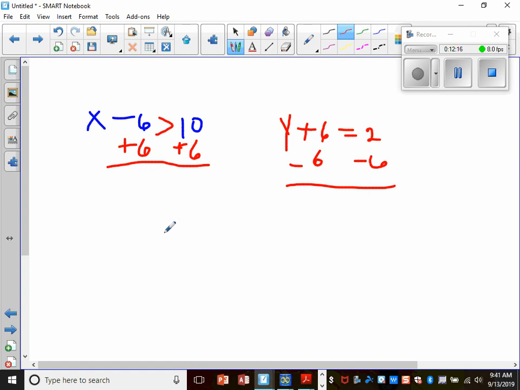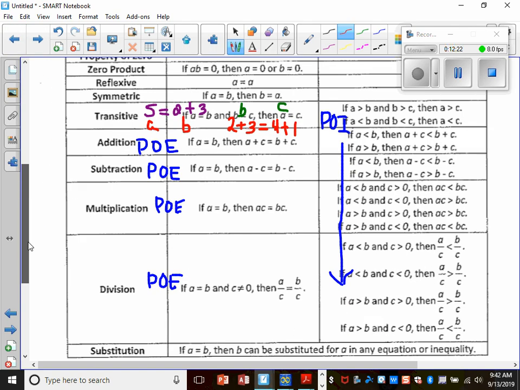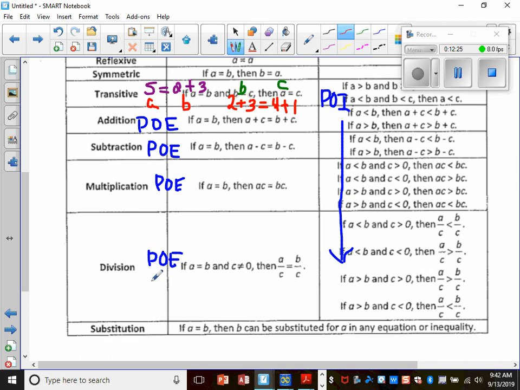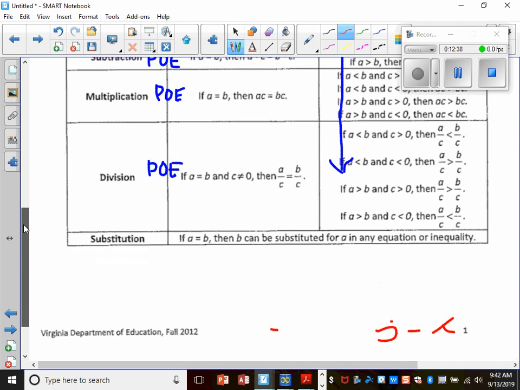Okay, it's that simple. So when you're solving equations and you get down to the step where you have to divide both sides by the coefficient, then that's just called the division property of equality. Or if you have to multiply. So these are used when we are actually solving our equations. Okay. Last one is substitution.